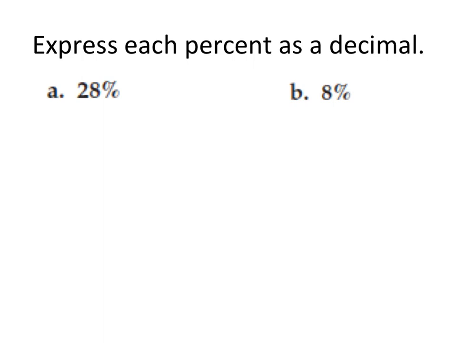Alright, our next direction is express each percent as a decimal. So once again, we're doing the vice versa. We're just going to go ahead and drop the percent sign and just keep the 28. I'm just going to tell you that we're going to be dividing by 100, but we're not going to be so formal about it. When we divide by 100, we are basically moving the decimal that is here 2 places to the left, and 0.28 is our answer.